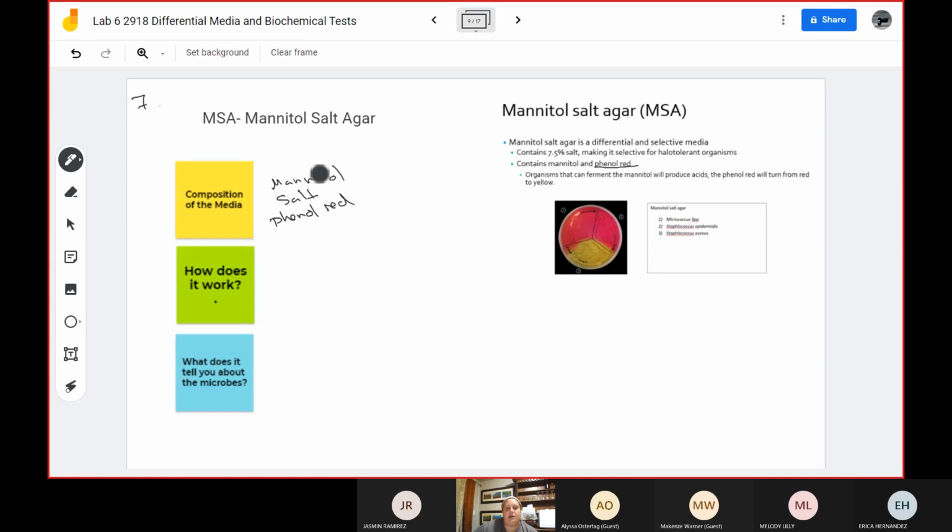So we add mannitol as a sugar source. Sorry, because we're adding salt. Salt is not a nutrient. Salt actually affects the osmotic pressure of the cells, as we learned about previously. So any media that has salt in it would be a selective media. And because it has this phenol red indicator, this would also be a differential media.